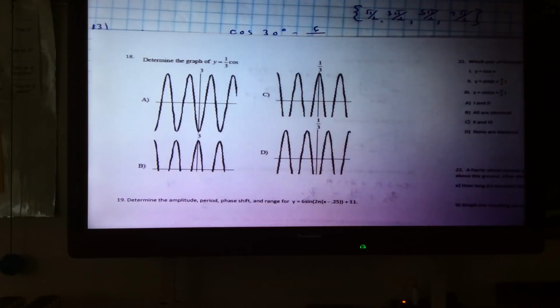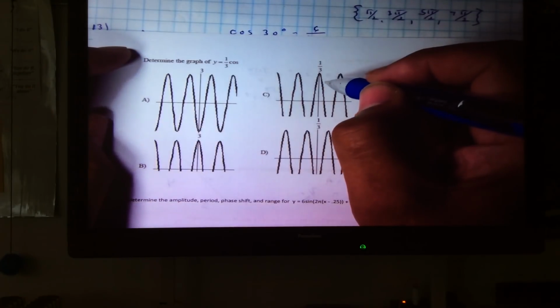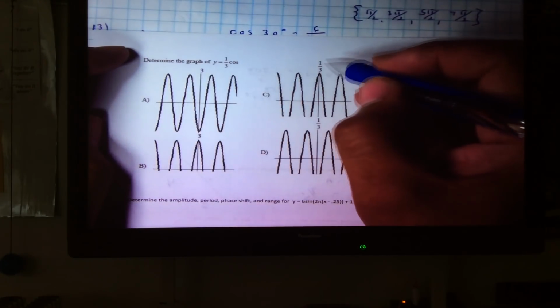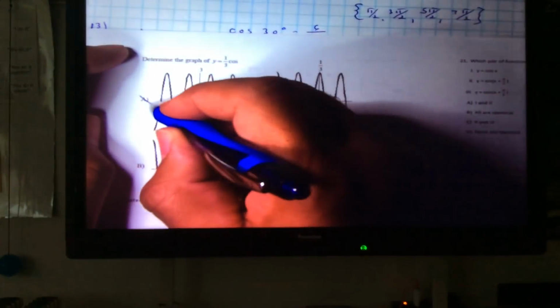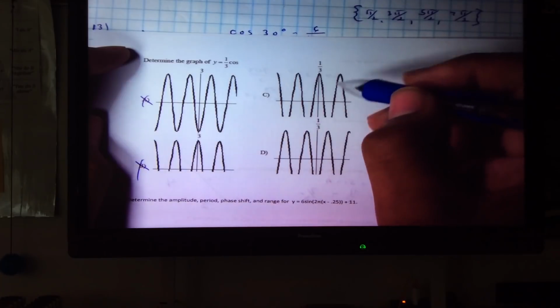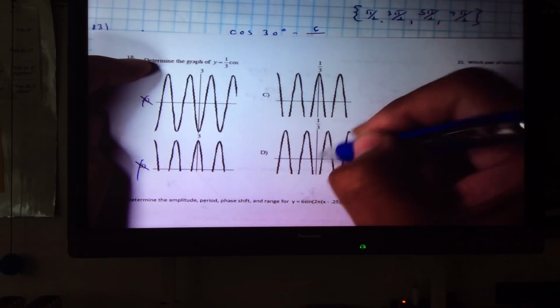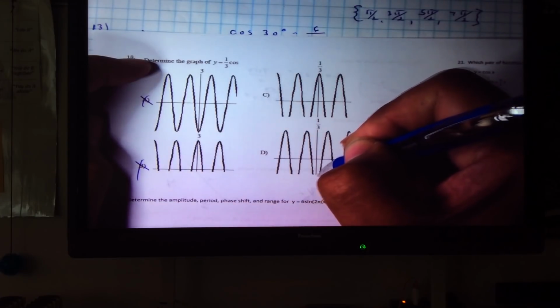Determine the graph of 1/3 cosine. Well, 1/3 means that's the amplitude. So the only possibility is, it can't be this one because that's 3. This is 3. It's got to be either C or D. Now the value of the cosine is going to be 1 at 0. This one down here is going to be a negative 1/3. This is a positive 1/3.